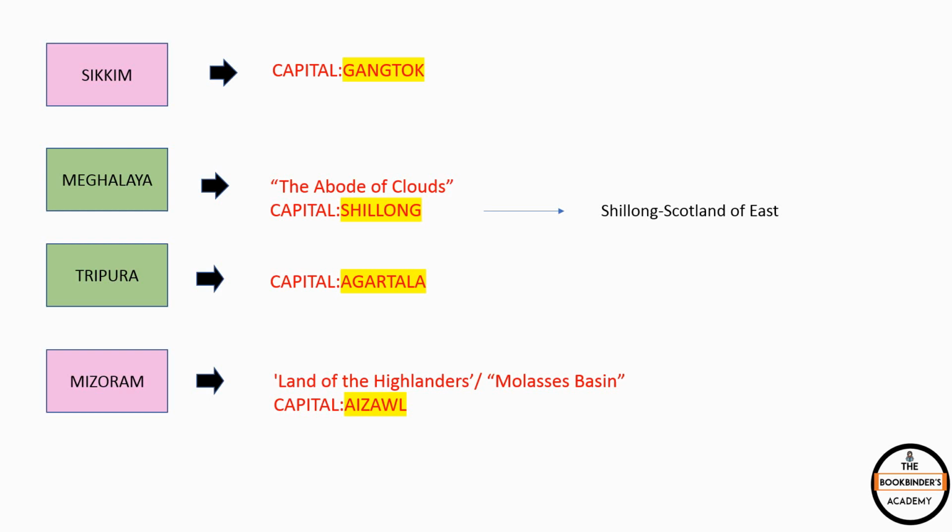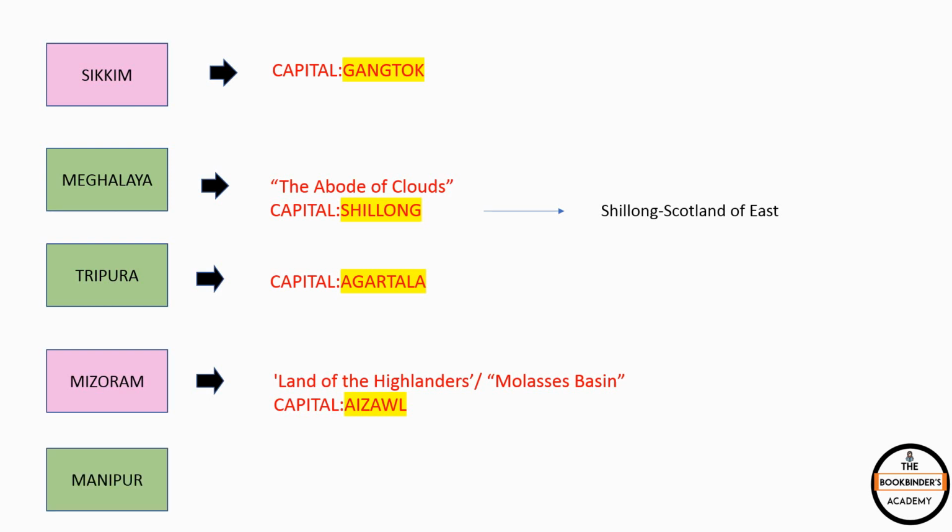Now, why is it called the land of highlanders? This is because in the Mizo language, Mizoram translates to the land of highlanders. The molasses basin reference comes from the fact that Mizoram has a lot of mountains, and between these mountains there are depression-like deep valleys, and so it is referred to as molasses basin.